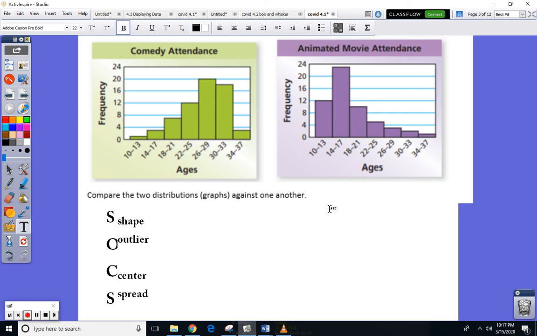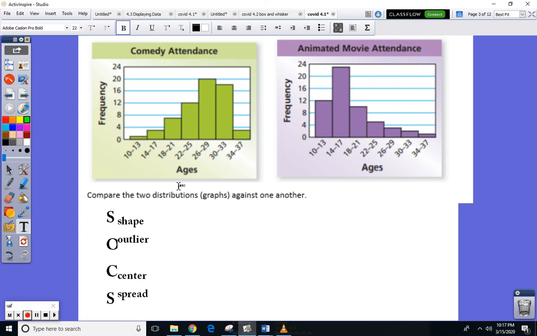So what we have here is how old somebody is on the bottom. So we got an age range. And going up, we have frequency, which is a fancy way of saying how many people said that. So for example, comedy. The 18 to 21 year age group, there's about 7 people who were between 18 and 21. Over here in animated movies, how many people that were between 10 and 13 went and saw it? There was about 12 of them.